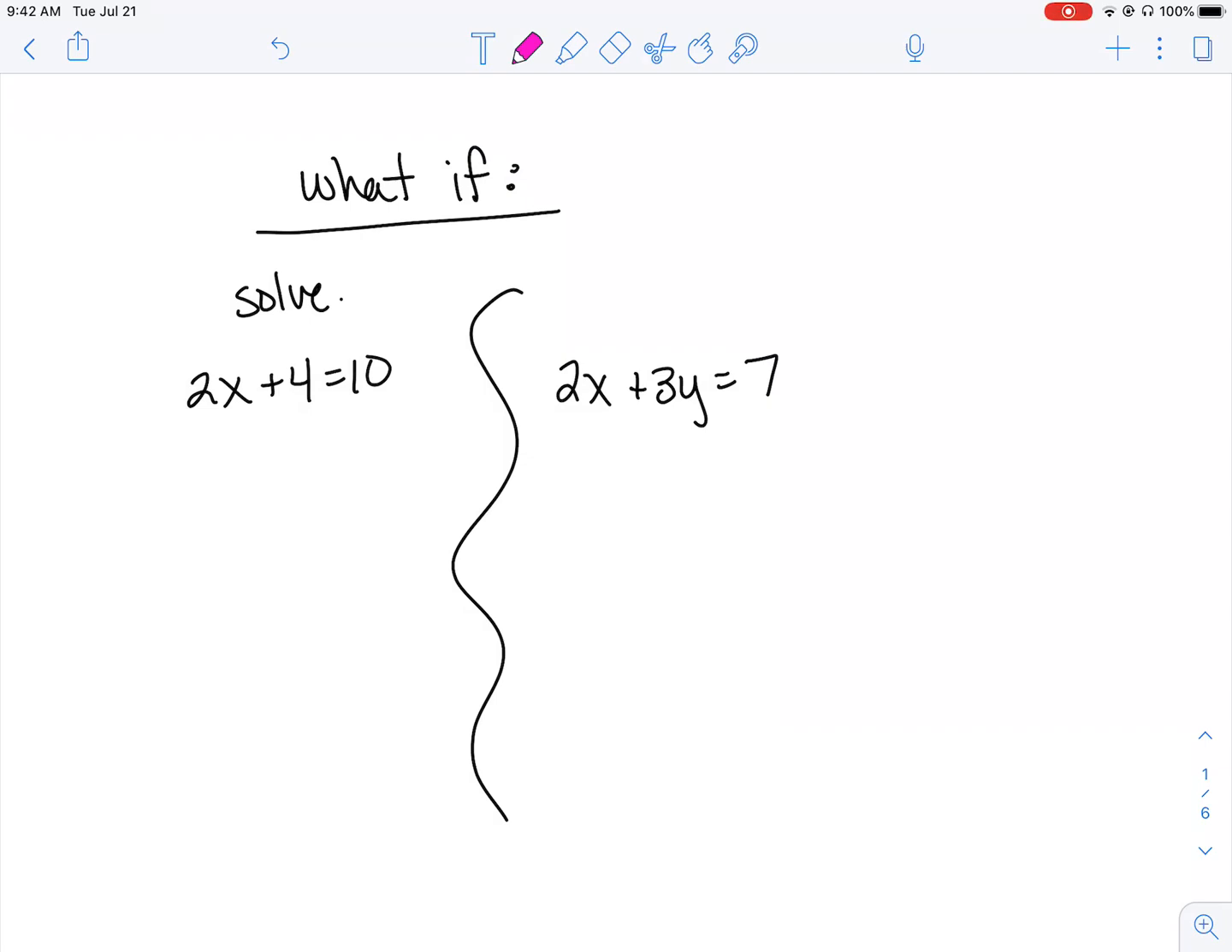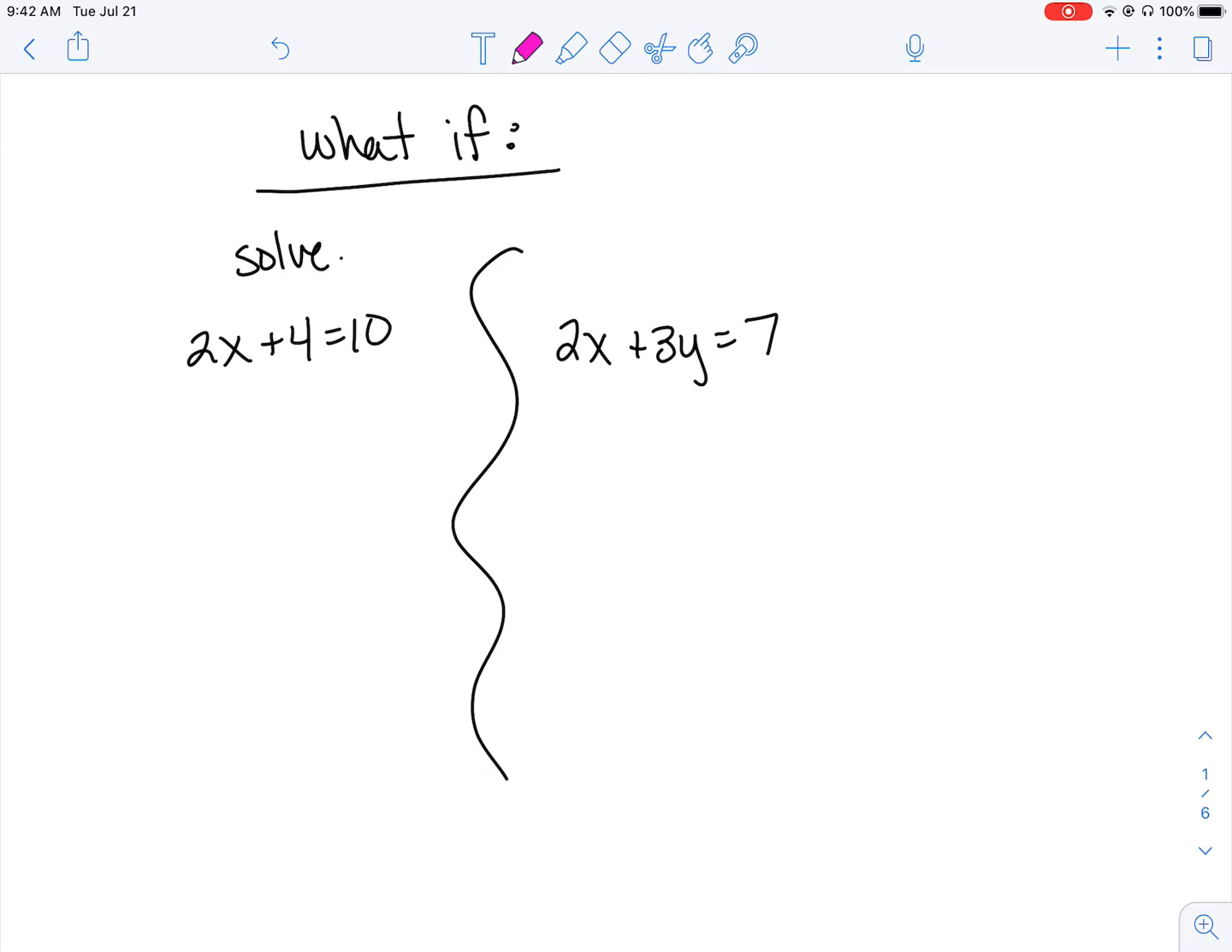All right, let's go ahead and start chapter 8, where we're going to talk about systems of equations. And a system of equations is when you have multiple equations with multiple variables. And let me kind of give you an idea of why that might be important. So what if I gave you these two problems and I asked you to solve?